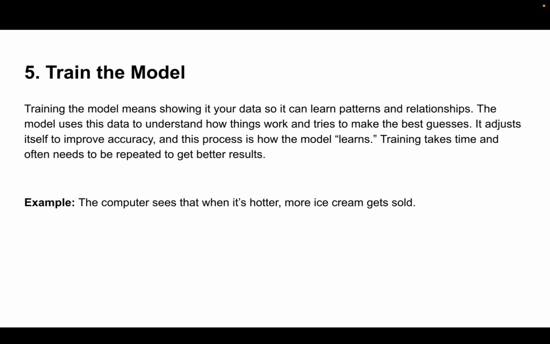And now we train the model. Training the model means showing it your data so that it can learn from the patterns and relationships. The model uses this data to understand how things work and tries to make the best guesses. It adjusts itself to improve accuracy, and this process is how the model learns. Training takes time, and it often needs to be repeated to get better results. Example: the computer sees that when it's hotter, more ice creams get sold.